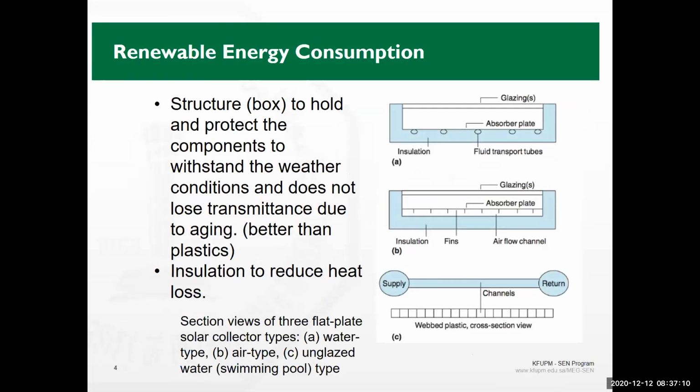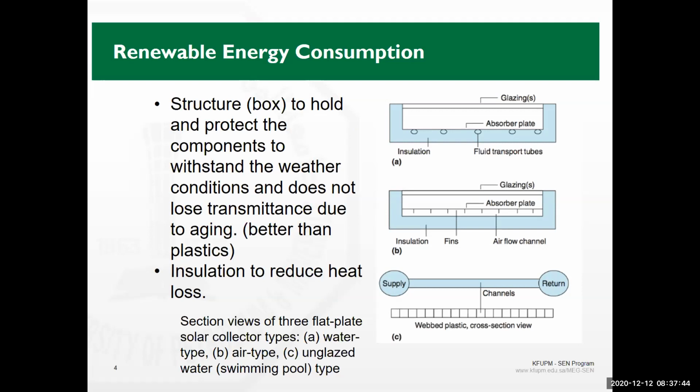What we see here are just layouts of different types of collectors. Some of them are covered with glass. Glass here is what we refer to as glazing. So the first one on the top has glazing. The glazing passes the solar radiation in. Solar radiation can penetrate or transmit through the glass because it is coming from a short wavelength source, which is the sun, high temperature, short wavelength.